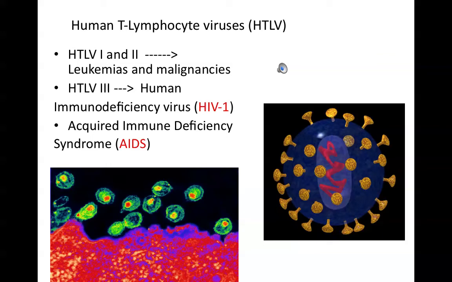HTLV 1 and 2 are frequently associated with leukemias and malignancies like lymphomas. HTLV 3 also has another name, which is HIV-1. HTLV-3/HIV-1 is the virus most associated with acquired immune deficiency syndrome, or AIDS. For any of these viruses, they gain entry into the white blood cells, or the lymphocytes, form that provirus construct, and result in what's often described as a slow viral infection.